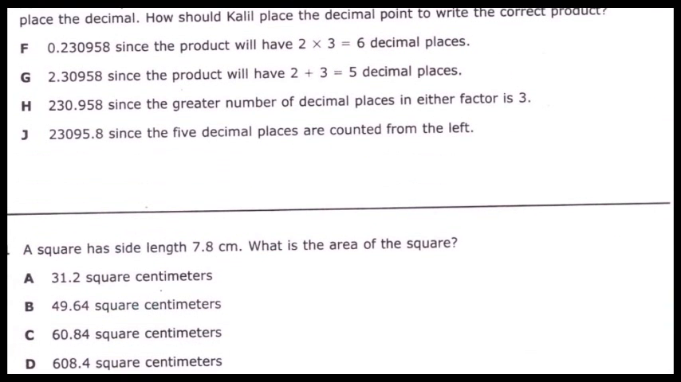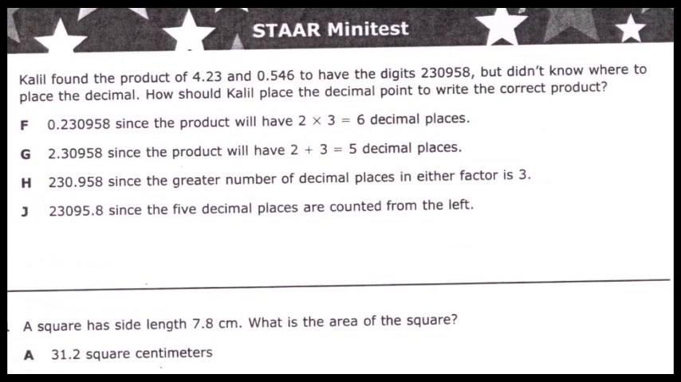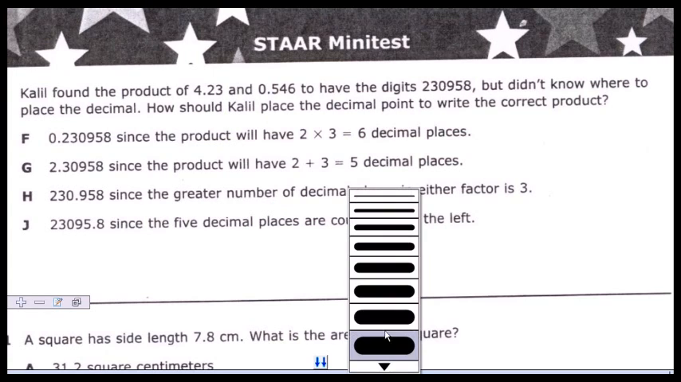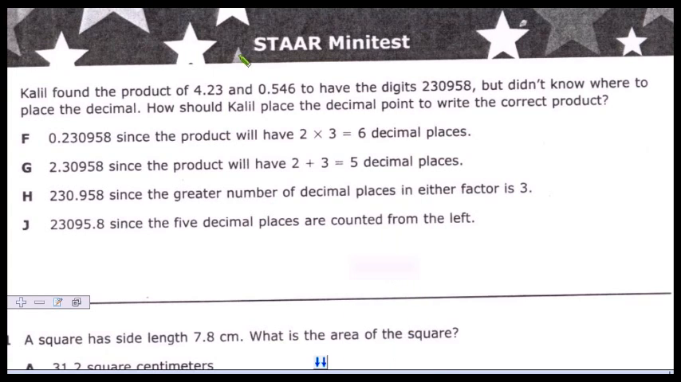Okay, number 10. Callie found the product of 4.23 and 0.546 to have the digits of that many, but didn't know where to place the decimal. How should Callie place the decimal point to write the correct product? This should be a real simple problem. All we're having to do is count how many decimal places we have behind our numbers. Okay, and let me bring down my highlighter just a bit.